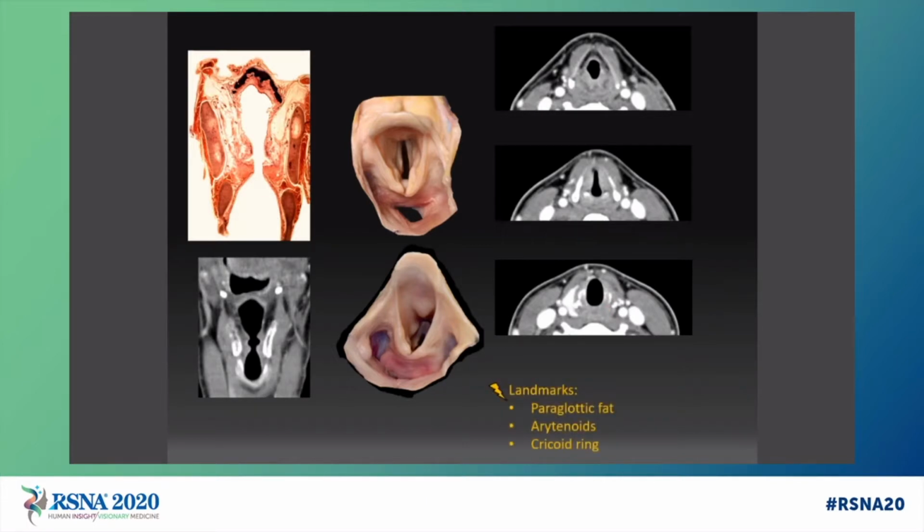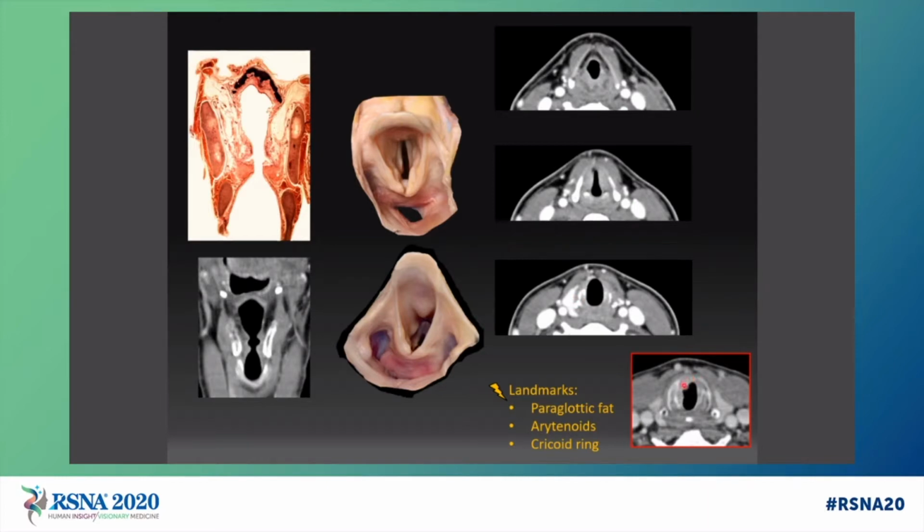So the landmarks are paraglottic fat, telling us it's supraglottic, arytenoids along with cricoid, telling us we're at the glottis, and the cricoid ring telling us we're at the subglottis. Now at the subglottic level, there should be hardly any soft tissue between the air in the lumen and the cricoid cartilage.